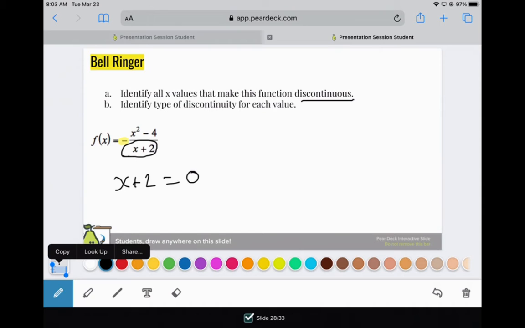To solve for this one, it's just a linear function, so I'm going to subtract 2. So x is negative 2. So the answer for part A is negative 2.